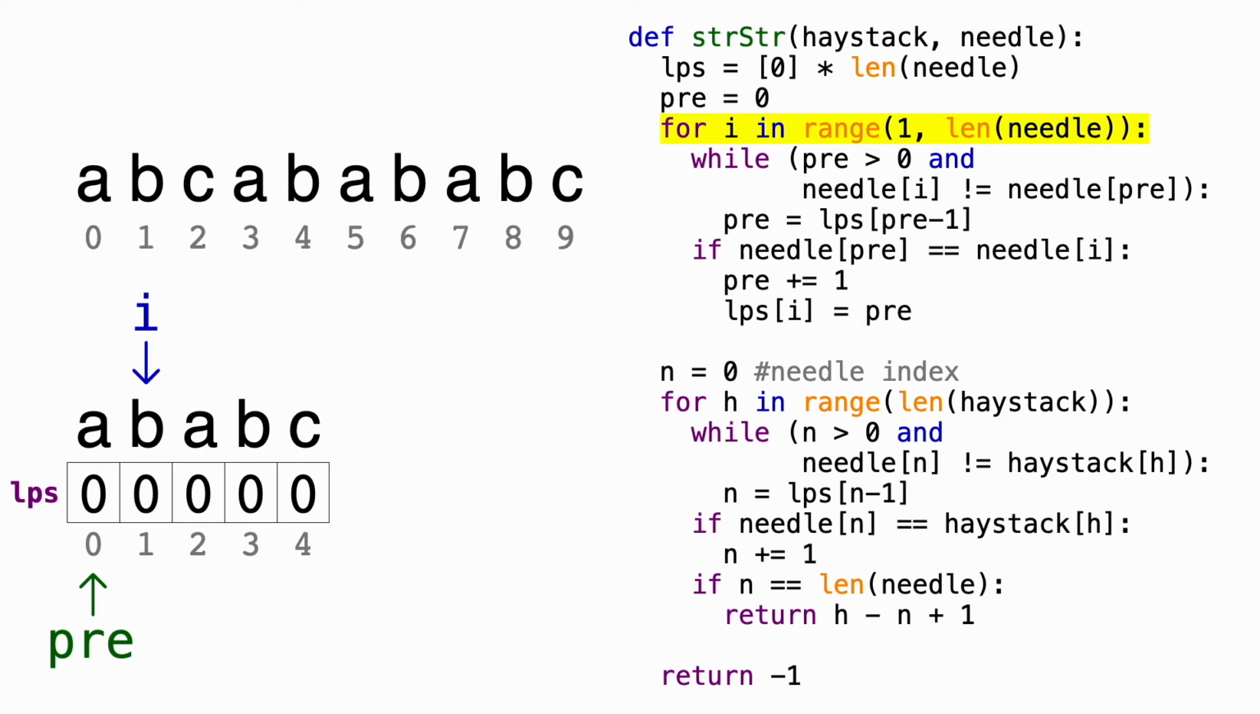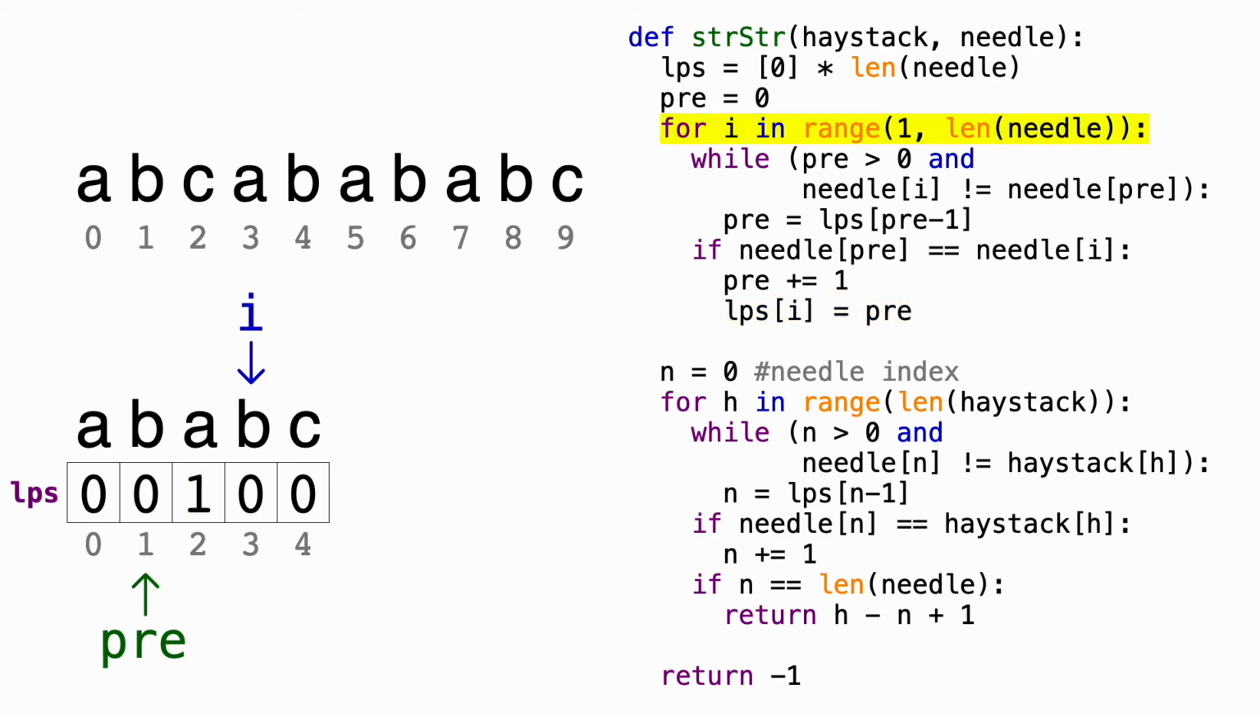If the characters don't match, this inner while loop will move the pre variable back to the correct spot until it reaches index 0. But here, since pre is already 0, this is false, so we'll skip this. Next, we check if the 2 characters at our 2 pointers are equal. Here, A does not equal B, so there are no matches and we just move on. Next, we can see that the characters match, so we'll move up pre to index 1 and assign a value of 1 at the i index. So the length of the LPS of ABA is 1.